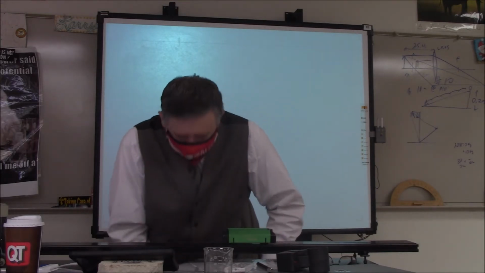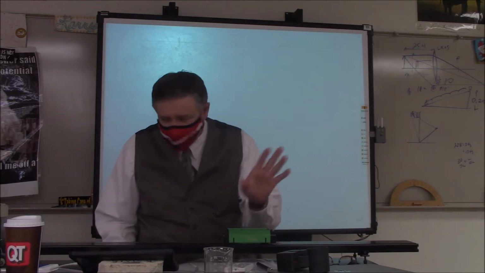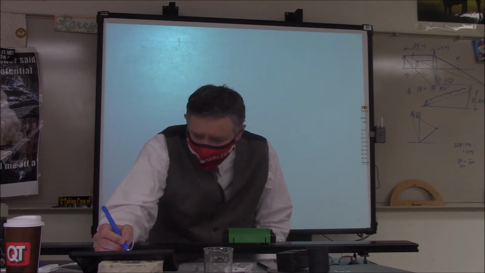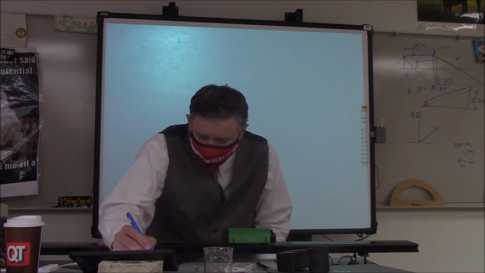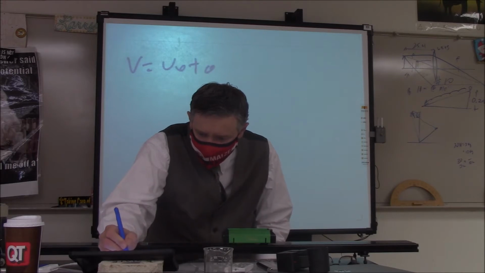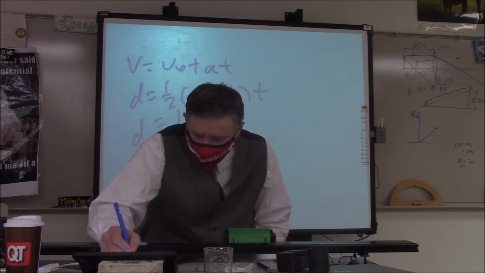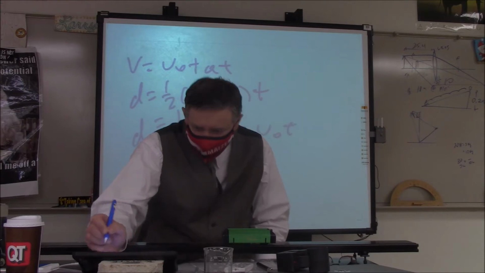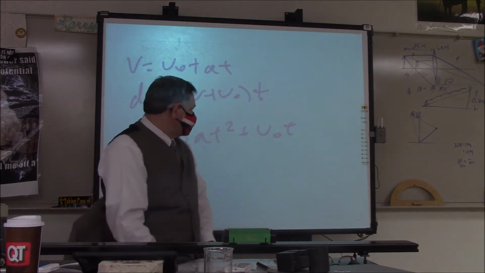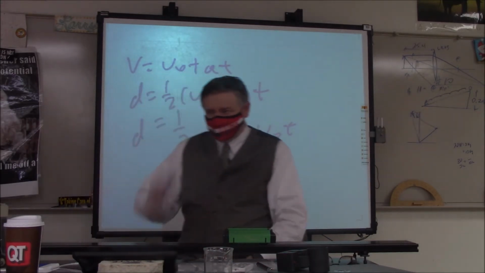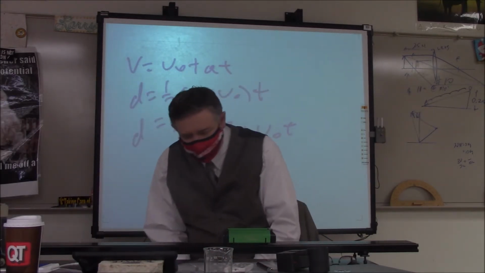Okay, so on Friday we came up with these equations: V equals V naught plus AT, distance equals 1/2 (V plus V naught) times time, distance equals 1/2 AT squared plus V naught times time. Okay? Now, the whole key to this, and there's one other one which we'll get to today, V squared equals V naught squared plus 2AD.